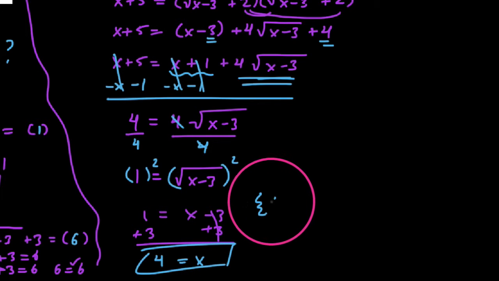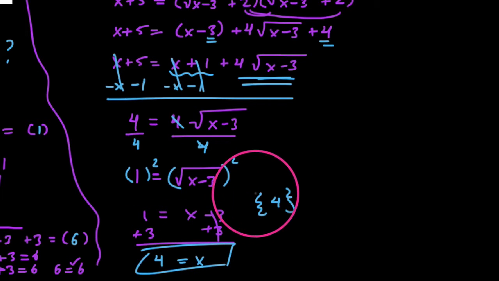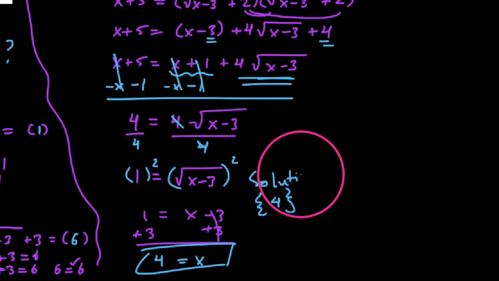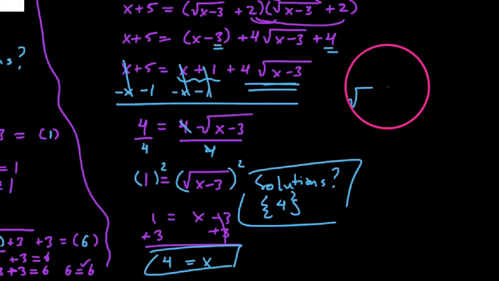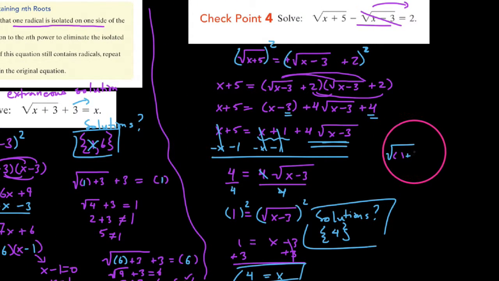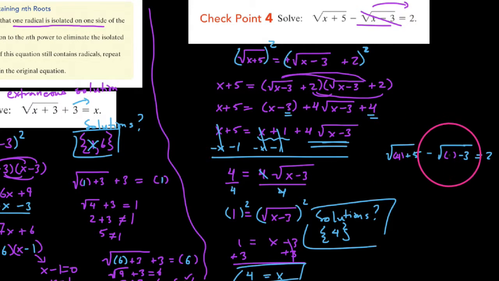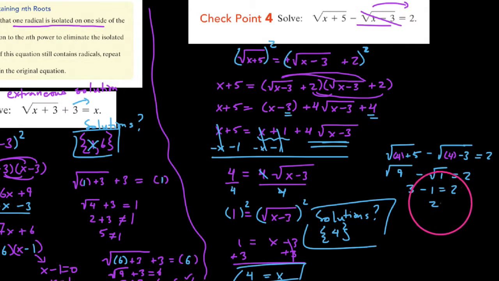Our solution set is 4, question mark, because we have to go back and check it. So our original statement said the square root of x plus 5 minus the square root of, we had x minus 3, is all equal to 2, we think. So let's go plug in our 4 here and here, and we'll get the square root of 9 minus the square root of 1 is 2, which we end up with the principal square root of 9 being 3 and a principal square root of 1 being 1 is 2. So we get 2 is 2.